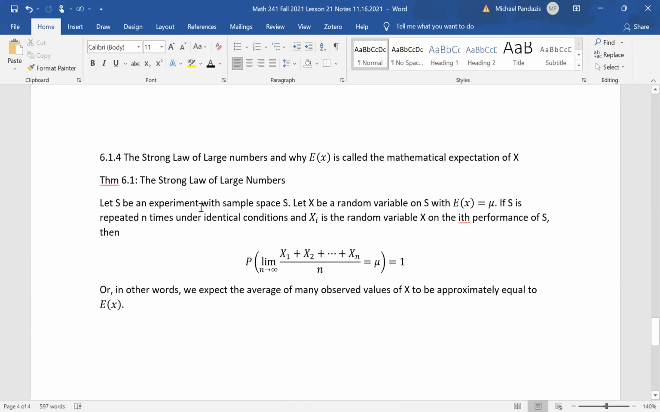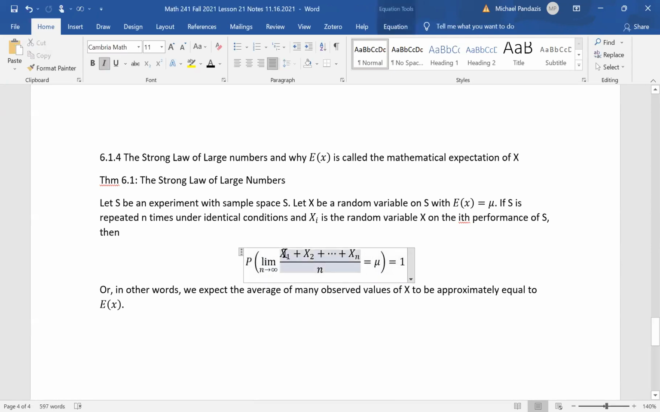Let capital S be an experiment with sample space capital S. Let capital X be a random variable on S with its expected value equal to mu. If S is repeated n times under identical conditions, and x sub i is the random variable capital X on the ith performance of S, then the probability that the limit of the sum of the x values divided by n is equal to mu, the mean, is equal to 1.